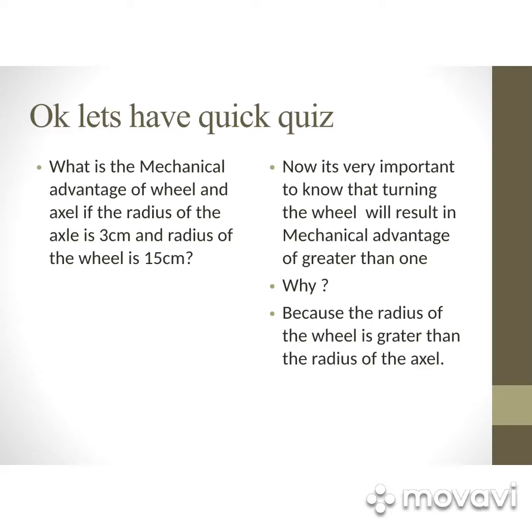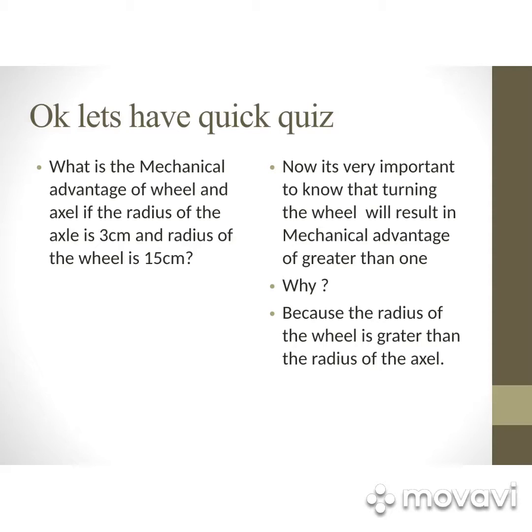Let's have a quick homework. This is your homework. I will read the question. The question says, what is the mechanical advantage of a wheel and axle if the radius of an axle is 3 centimeters and the radius of the wheel is 15 centimeters? Try to answer this question and put your answers in the comment section down below. I'll try to see them and check them, and I hope you all get it right. Also, you can change the numbers, any numbers you like, and practice.